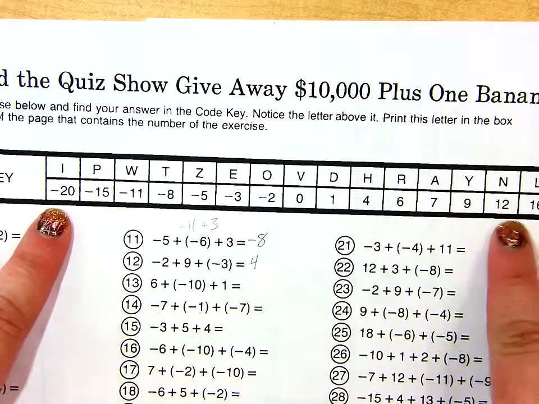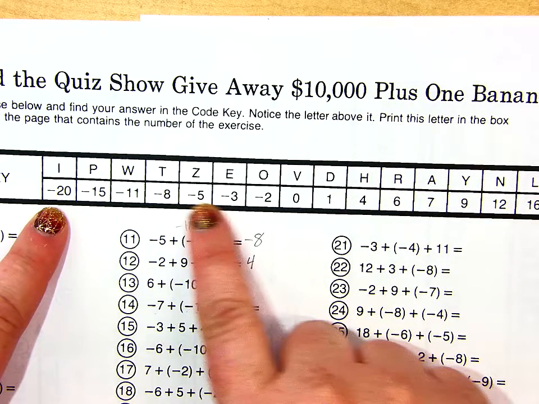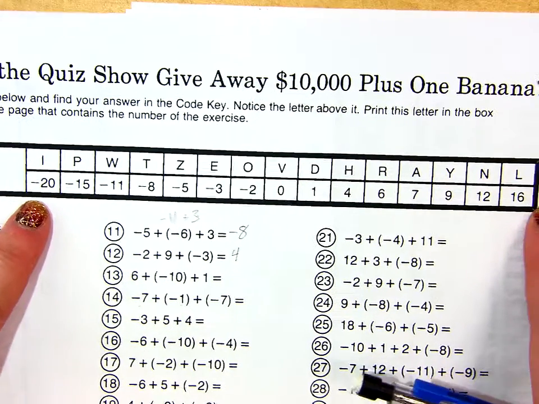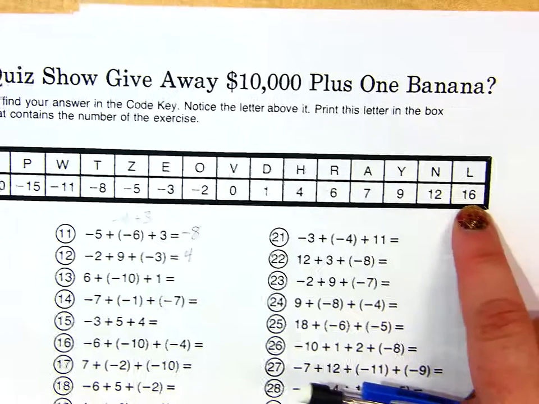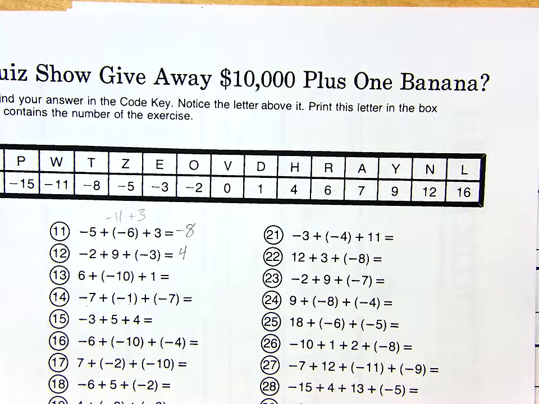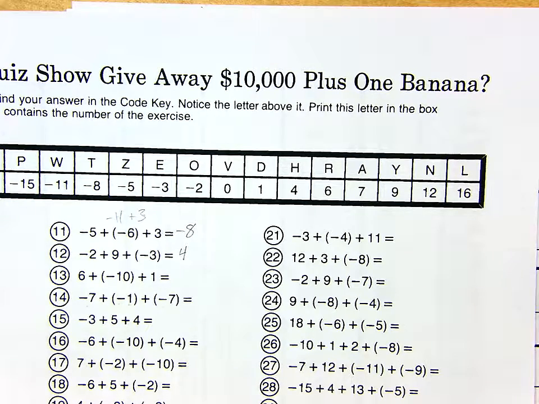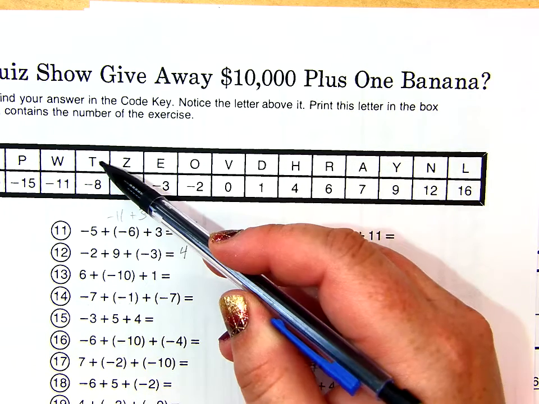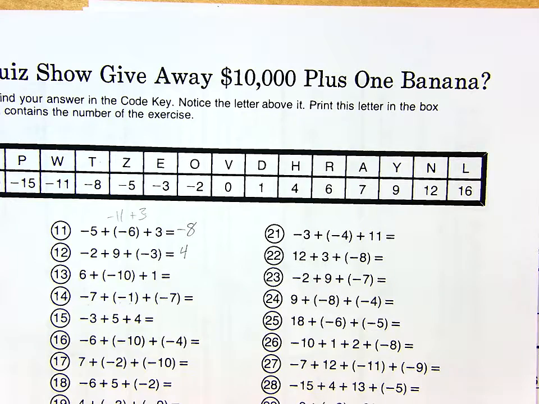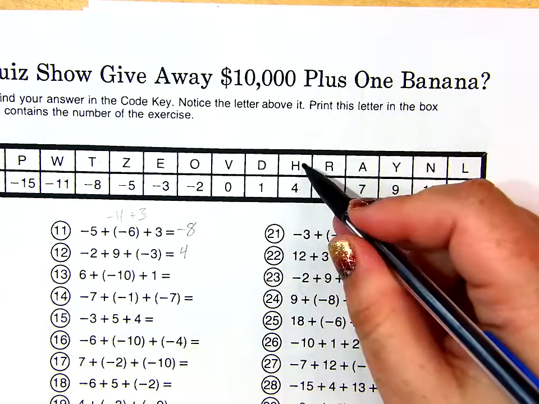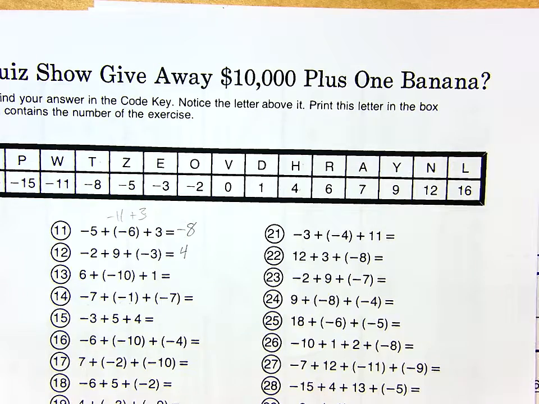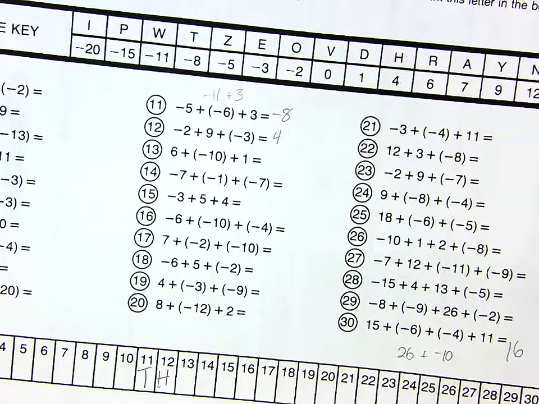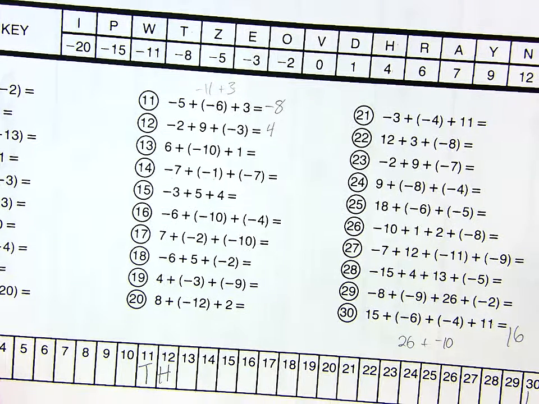Anyway, so you have all your answers up here. If you don't get one of these answers, something's wrong. So you should always be getting one of these. So when I just did 30, I got my answer as positive 16. That means I'm going to put letter L in box number 30. And let's just backtrack a little. On 11, I got negative 8. Negative 8 is a T. So in box 11, I put a T. 12, I got positive 4, which is H. Okay, so when you eventually get to this puzzle, that's how you would do it. Okay.